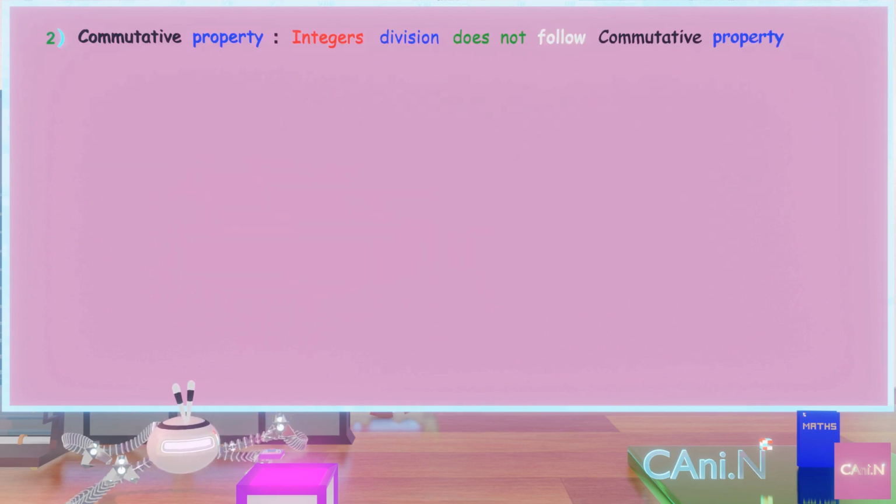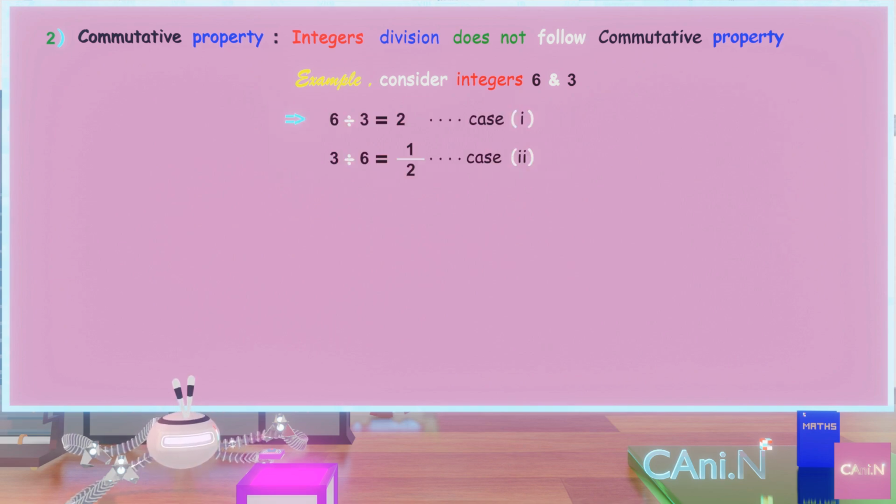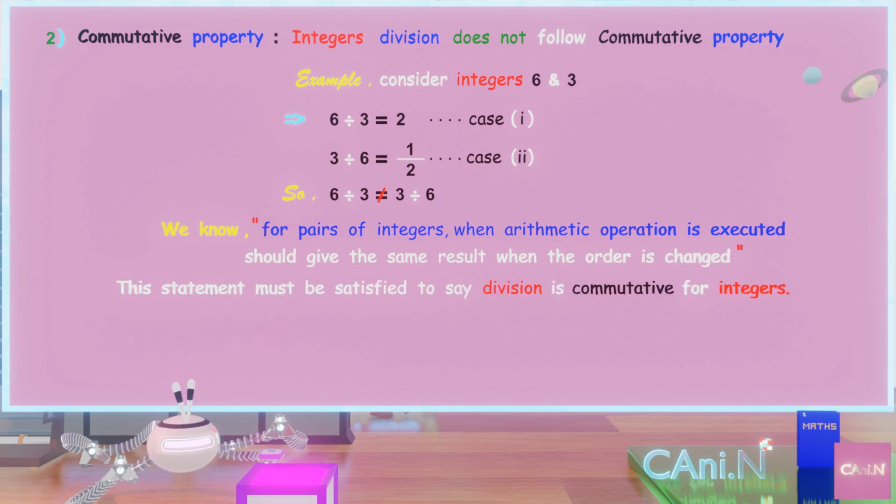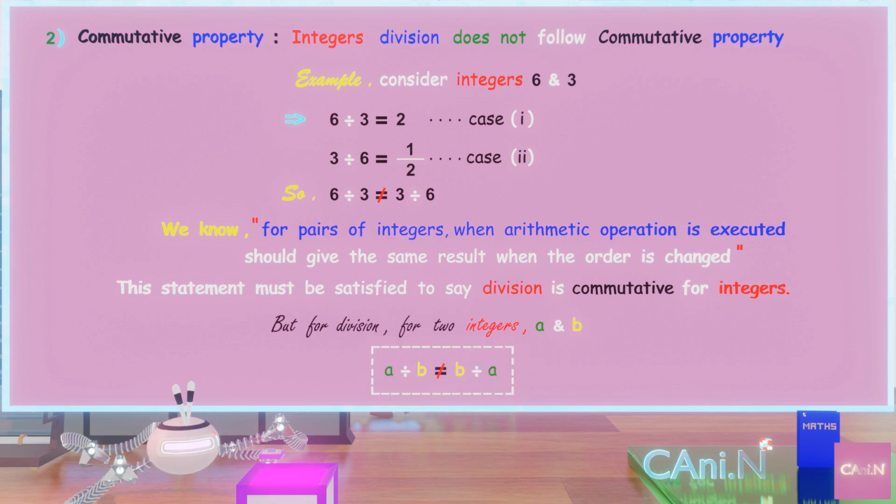Commutative property. Integer division does not follow commutative property. Example. Consider integers 6 and 3. 6 divided by 3 equals 2. 3 divided by 6 equals 1 by 2. So, 6 by 3 is not equal to 3 by 6. We know, for pairs of integers, when an arithmetic operation is executed, it should give the same result when the order is changed. This statement must be satisfied to say division is commutative for integers. But for division, for two integers a and b, a divided by b is not equal to b divided by a.